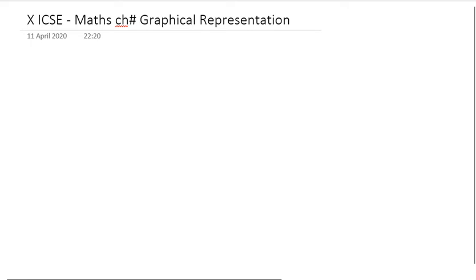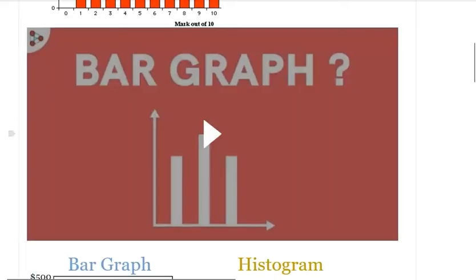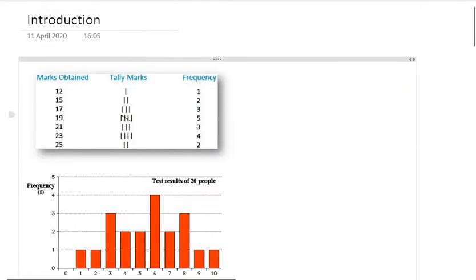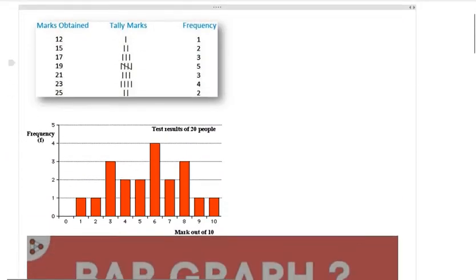Okay, so we are going to start with maths chapter graphical representation. Okay, you know what is a bar graph? You learned this in class 8 when you have raw data, and when you tabulate that raw data, you use an ungrouped frequency distribution table. You write your observations over here, then the tally marks, and then the frequency.